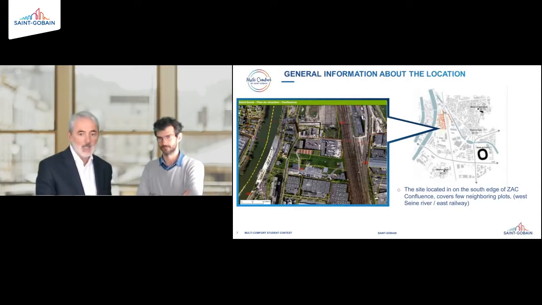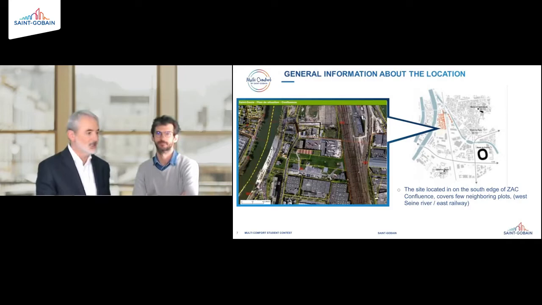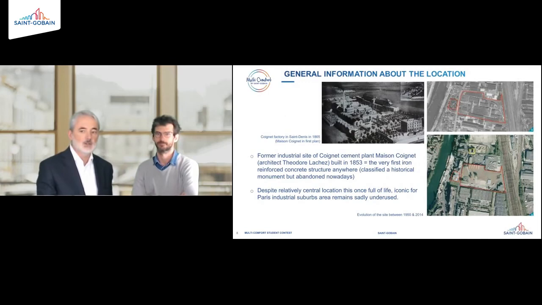When we are looking at the location of the plot, it is on the south of what is being called the confluence area. Right now, the area between the central railway station and our actual plot has been witnessing residential development for a couple of years. And here we are reaching the limit of the development so far. And you could also see the proximity of the Olympic Stadium itself and the Olympic places as well.